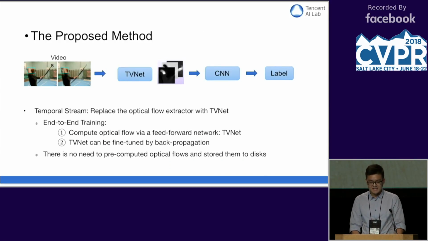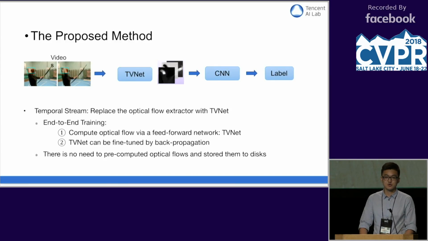So our basic idea here is to replace the original optical flow extractor with a neural network. We name it TVNet. So TVNet will have two features. First, it could compute optical flows. Second, it could be fine-tuned by backpropagation.